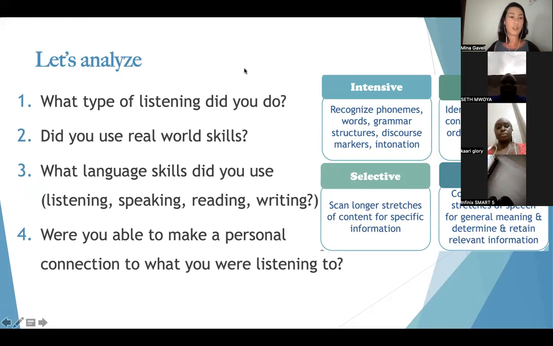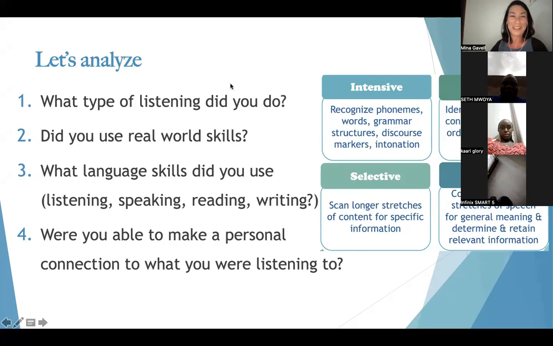What language skills did you use in this lesson? Listening, speaking, reading, and writing. And question number 4, were you able to make a personal connection to what you were listening to? So I'm actually going to put you back in breakout rooms. I'm going to change the breakout rooms so that you are working with different people. But we're now going to analyze this lesson.